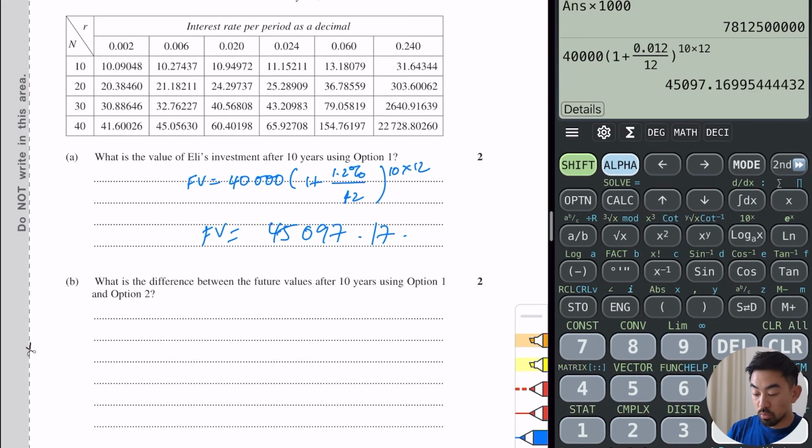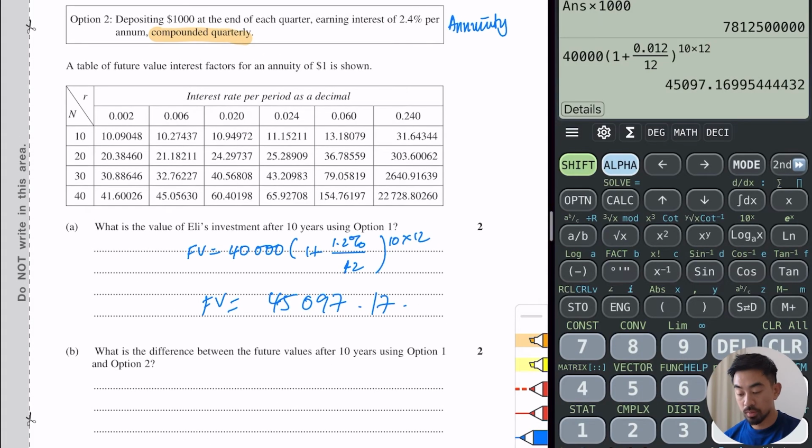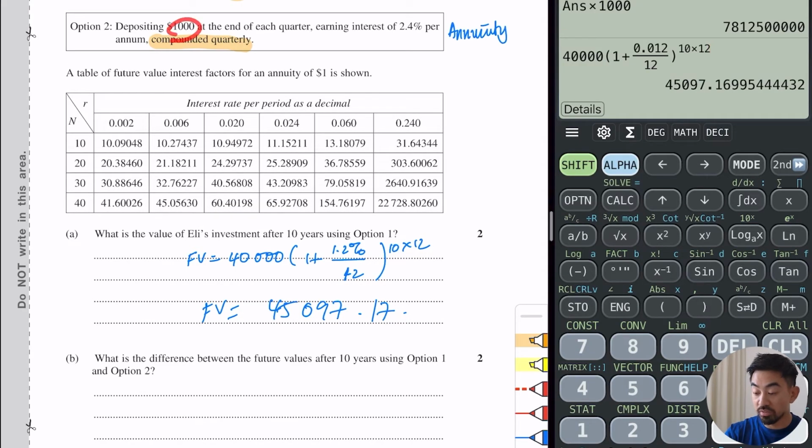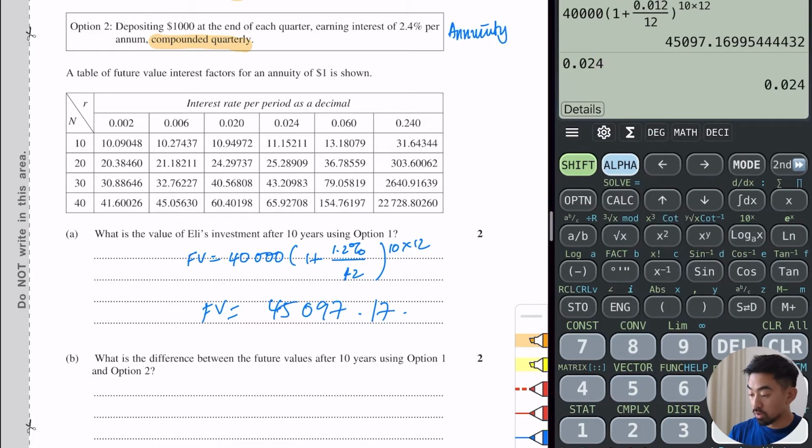Okay, question B. What is the difference between the future value after 10 years using option 1 and option 2? Okay, so option 2, we're going to need to involve this future value, or this annuity table. So let's look at it. He's depositing $1,000 at the end of each quarter, earning 2.4%. So we need to convert that 2.4% into per quarter. So that's 0.006. So we're looking here. And how many quarters are in 10 years? Well, it's going to be 40, right? 10 times 4. So that's our number there.